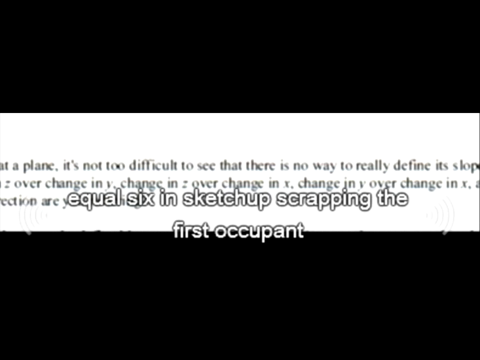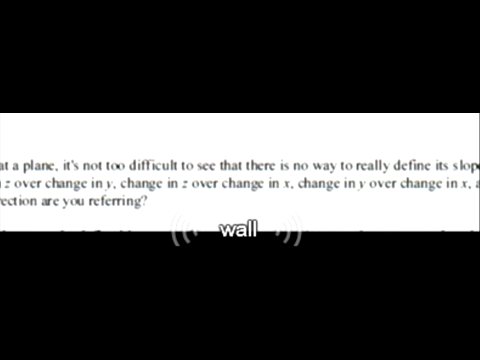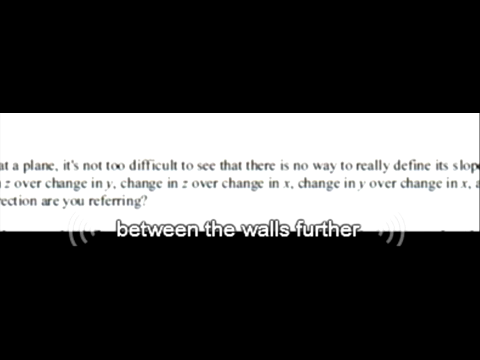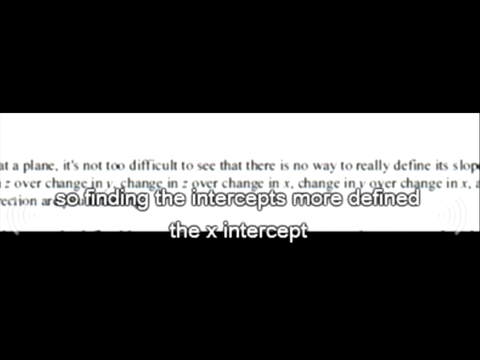Example 1 here says find the intercepts of the plane 2x plus 3y plus 6z equals 6 and sketch its graph in the first octant. So your picture looking at the corner of a room again. This is the floor down here, has these corners with the walls, and then this is the corner going up the wall, between the walls rather. So finding the intercepts.